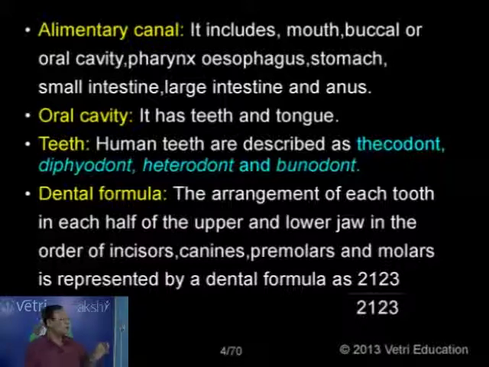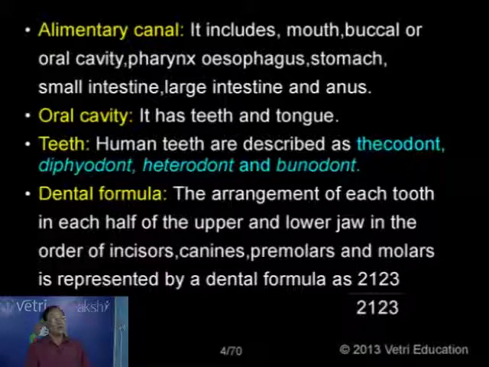Now we will look at the components involved in mechanical digestion, mainly concerned with the crushing of food or the mastication of food materials. Number one, teeth, and another one, tongue. Now, about the teeth. When we talk about human teeth, they are normally described as thecodont. The meaning of that is the teeth are placed in bony sockets or bony cavities. That is why the teeth are described as thecodont.